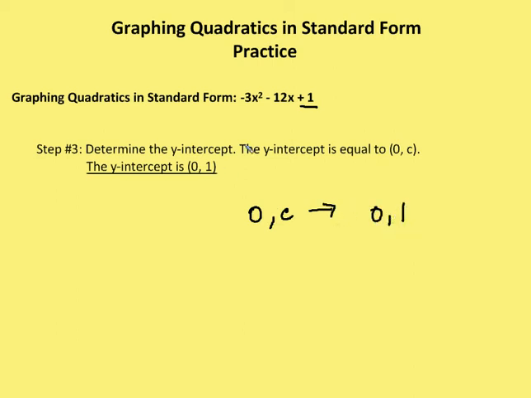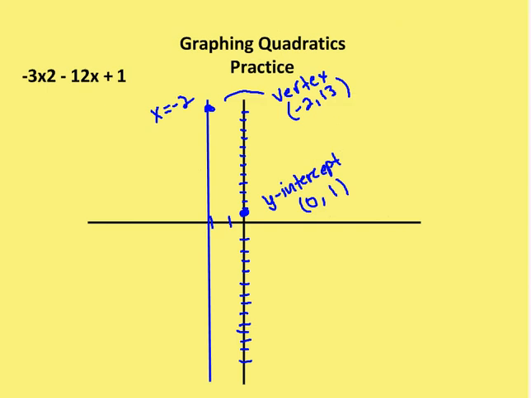Now, why is that the case? Well, the y-intercept is the location on the graph where x is equal to 0. So when x is equal to 0, I'm somewhere on the y-axis. So all I need to do really is to set x equal to 0. And you can see that the result is just going to be c. I have negative 3 times 0 minus 12 times 0 plus 1, which equals positive 1. So my y-intercept is going to be positive 1. So let's go back to our graph and we're going to plot the y-intercept.